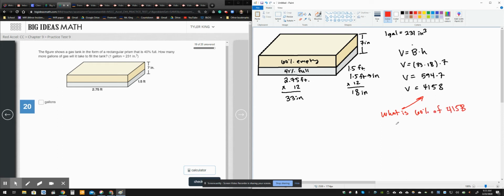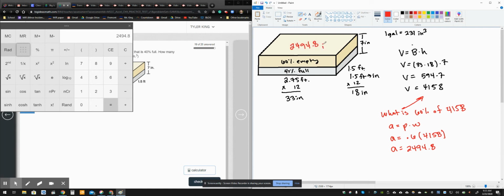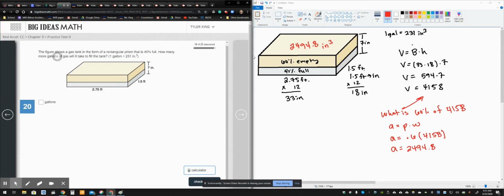4,158. So we're going to use our formula: A is equal to P times by W, where A is equal to 0.6 times by 4,158. When we do this, we're going to grab our calculator. We're going to times this by 0.6, and this is going to be equal to 2,494.8. So A is equal to 2,494.8. So this 60% that's empty is equal to 2,494.8 inches cubed.